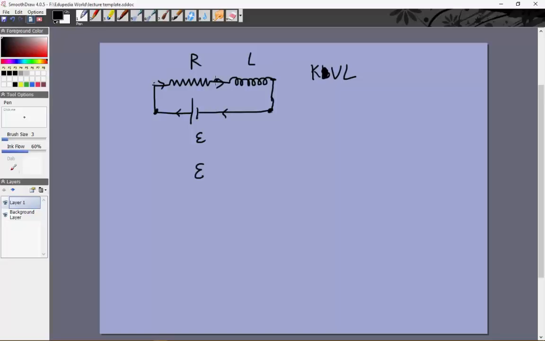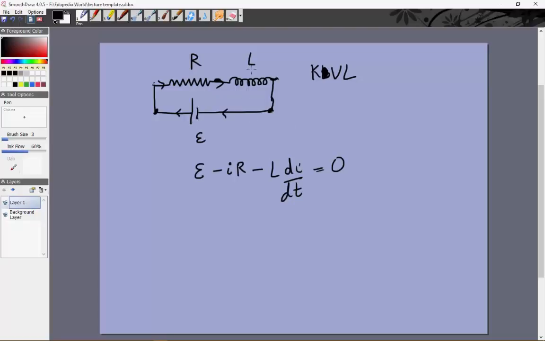This point to this point, the EMF decreases by an amount IR, so minus IR. Similarly, going from this point to this point, it decreases by an amount L di by dt. And we know that this is equal to 0 because once we come back to this point, the voltage will be the same. So we went throughout the loop and we wrote down the potential differences across each of them, and this is the equation we got.